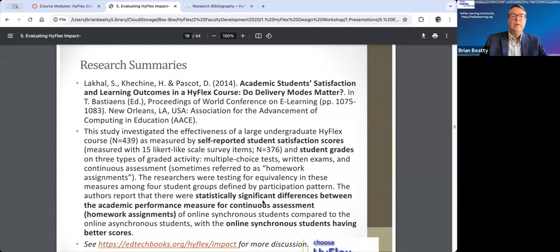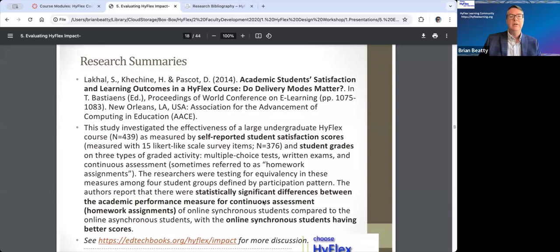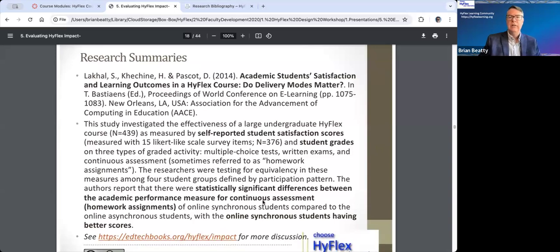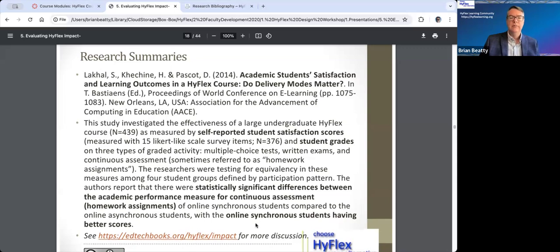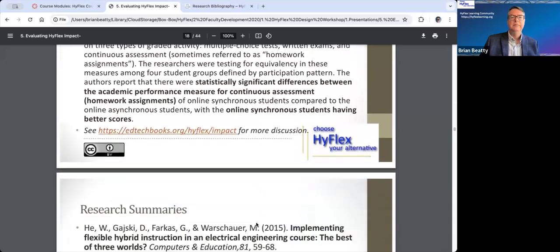Okay, this study is 2014. All right, this one is looking at undergraduate, very large courses, 439 students. And they were looking at the different kinds of participation that students had to do, the things that were counting towards their learning, the exams, the homework assignments, multiple choice tests and quizzes and things like that. And they found that when students were more engaged with a continuous assessment, like the homework assignments, then it made a difference, the modes. What they found is that if there was a mode where students could be less engaged with homework, not doing the continuous assessment or the homework assignments very well, then that was a weak mode for learning for those particular students, not surprisingly. So design matters.